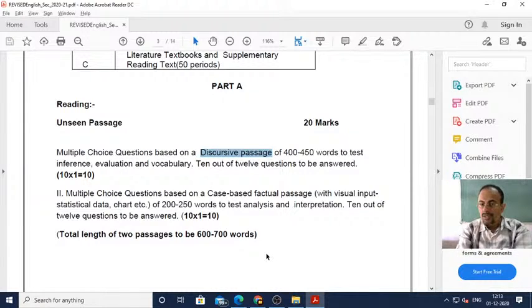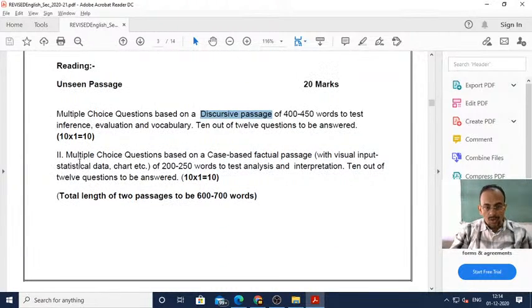The questions will be tricky, so you need to rack your brain to find out the answer. Therefore you need to practice this pattern very seriously. The first question will comprise a reading comprehension of 400 to 450 words.